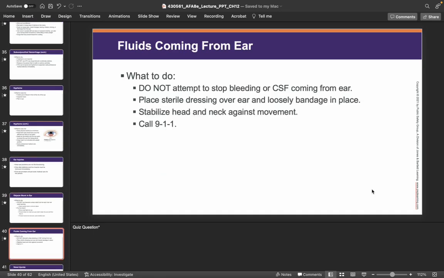So if there's fluids coming from the ear, don't attempt to stop the bleeding or the CSF. That's natural. With a skull fracture, the body is trying to drain fluid to remove pressure. So just place a sterile dressing loosely over the ear, like a cotton ball or something like that. Stabilize the head and neck against movement and call 911.